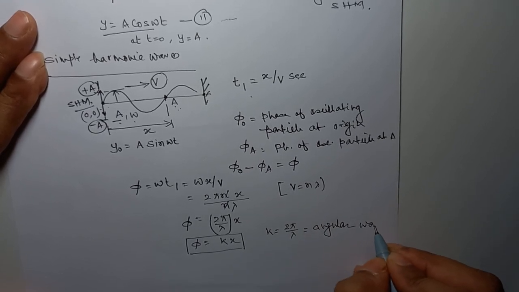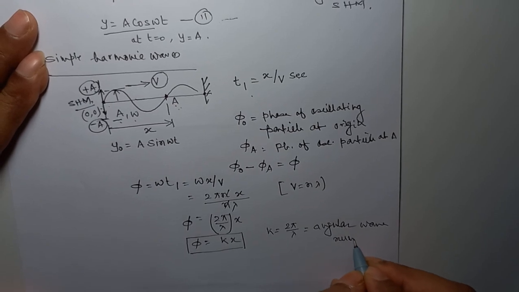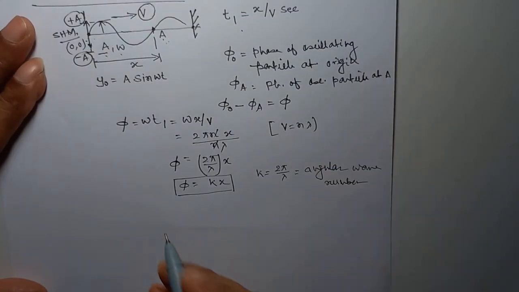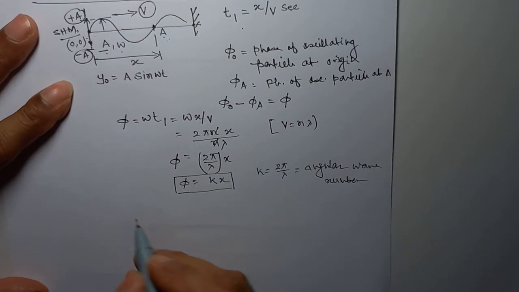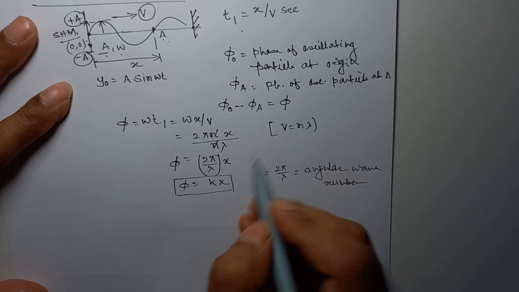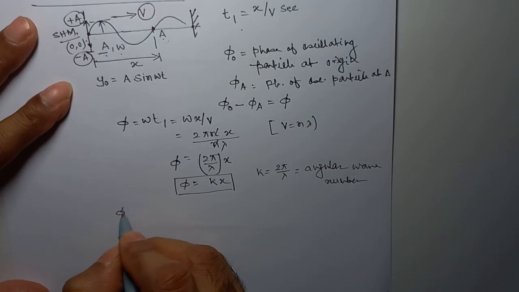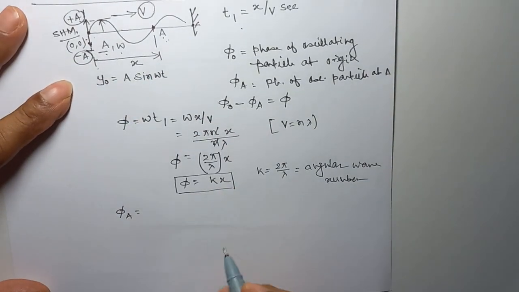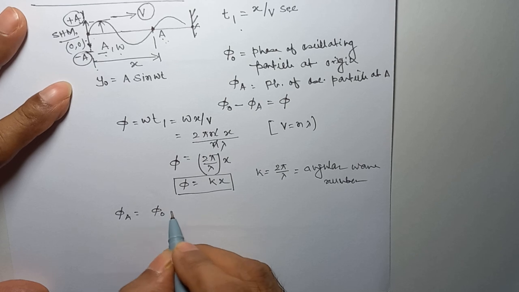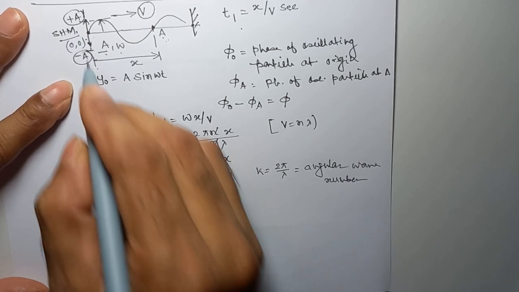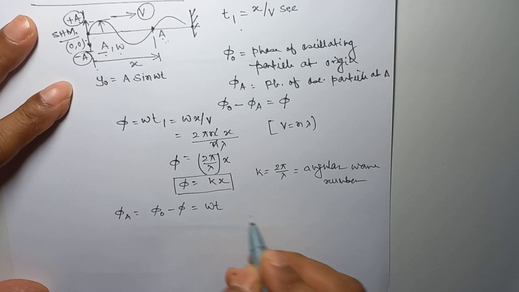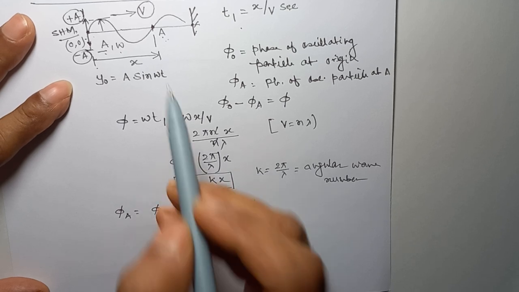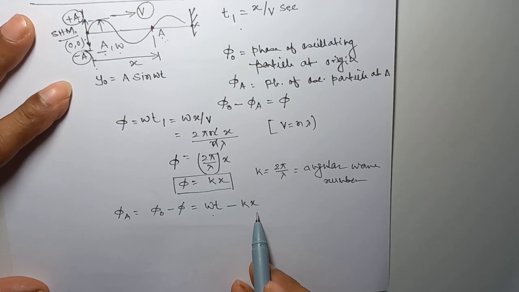Angular wave number. So now we get phi naught minus phi is equal to phi. If we replace phi by kx, we get phi A, the phase of the particle at point A, which is x distance from the origin, is equal to phi naught minus phi. And phi naught, if you write in terms of omega t, minus kx. So we get the phase of the particle at point A as omega t minus kx.